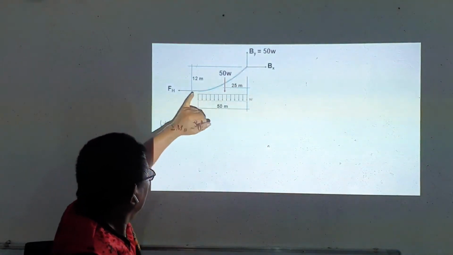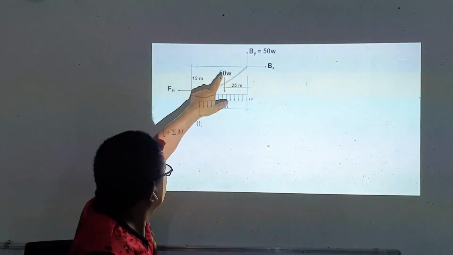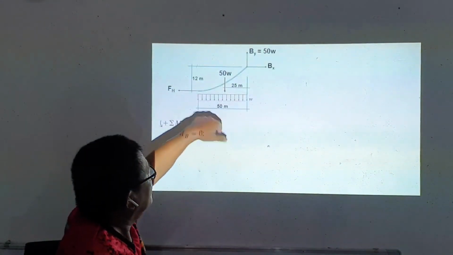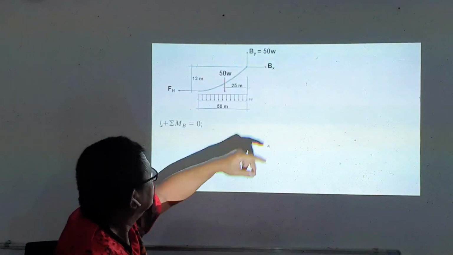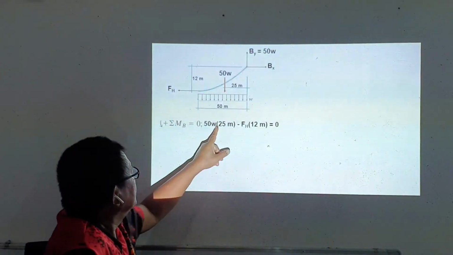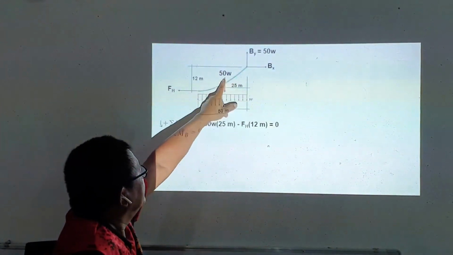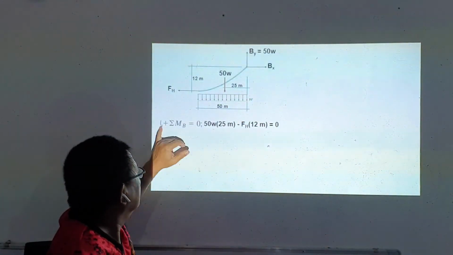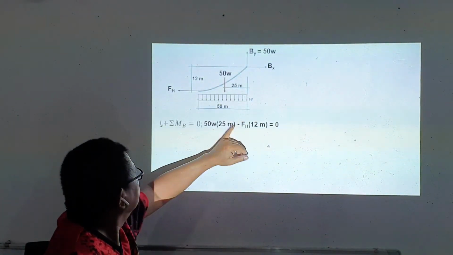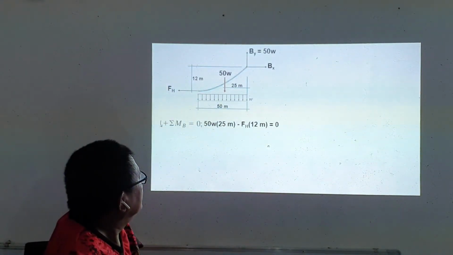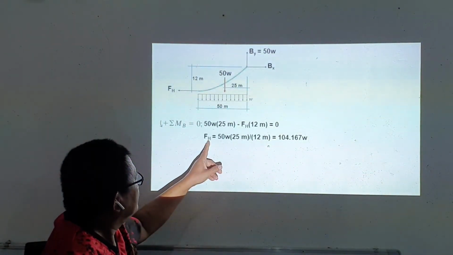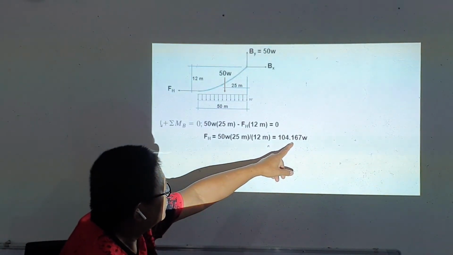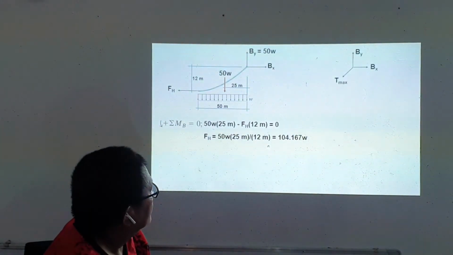At this point, we have Fh times the distance, 12 meters. It is negative because it will have a capacity moment while this will have positive. So 50W times 25, which is the moment of the distributed load, is positive, and then minus Fh times 12, so that we can have Fh equal to 50 times 25 divided by 12, or 104.167 W.